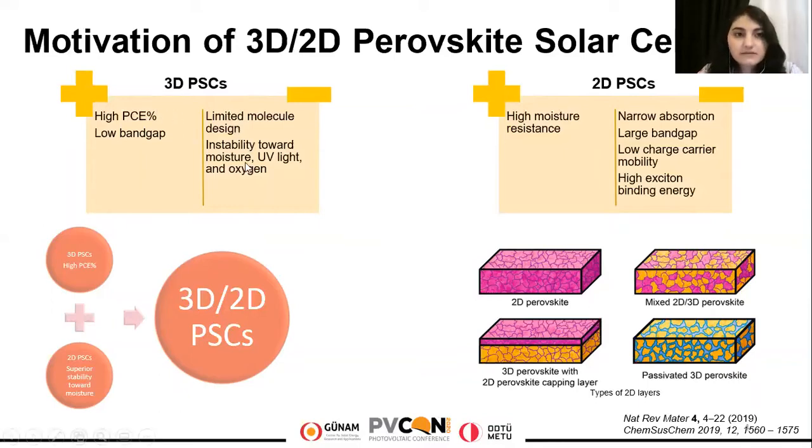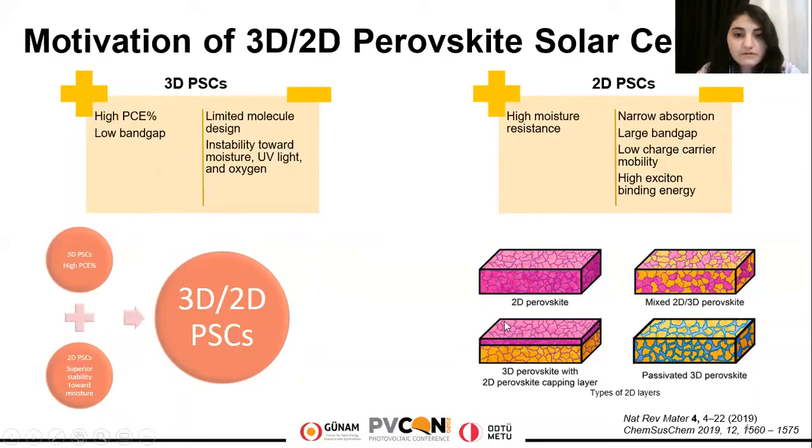However, both of them have some disadvantages. For 3D ones, they have limited molecule design. Also, they are really unstable toward moisture, UV light, and oxygen. On the other hand, since 2D ones have a large band gap, they have narrow absorption and low charge carrier mobility, also high exciton binding energy. The motivation of 3D, 2D is to combine the best parameters of both 3D and 2D to create the best perovskite solar cell.